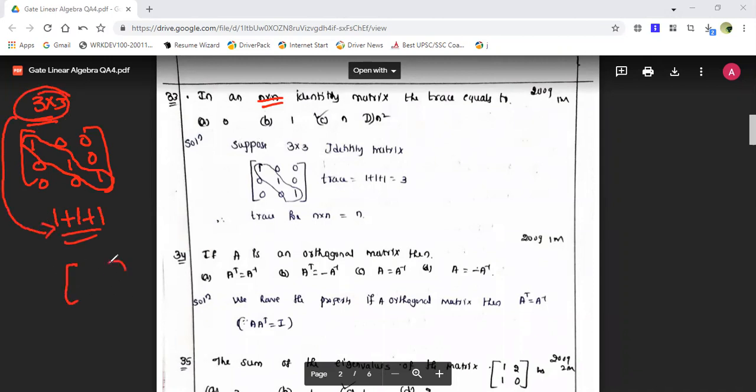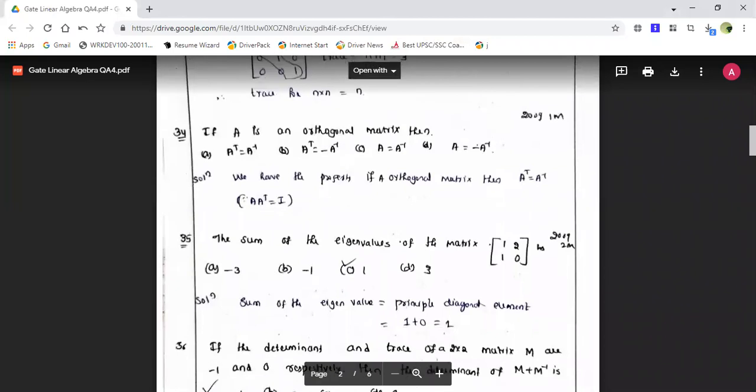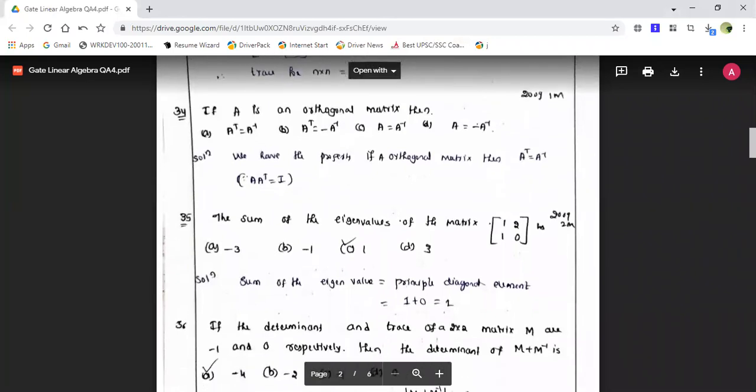If you take a 2 cross 2 matrix, it is 1 0 0 1. Here you can see the sum is equal to 2. So when it is a 2 cross 2 matrix, the trace is equal to 2. Like this, if you go on, then for an n cross n matrix, the trace will be equal to n. Therefore option C is the correct answer. So like this, you should apply your mind in order to solve the problem. Now let's see the next example.